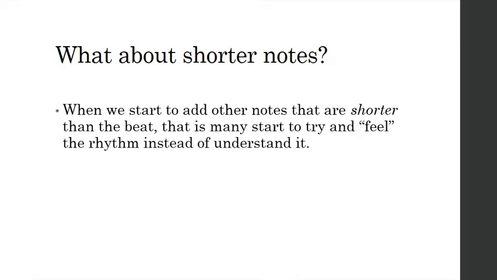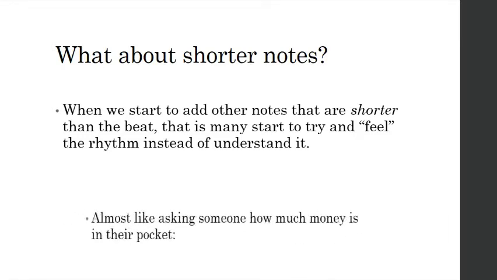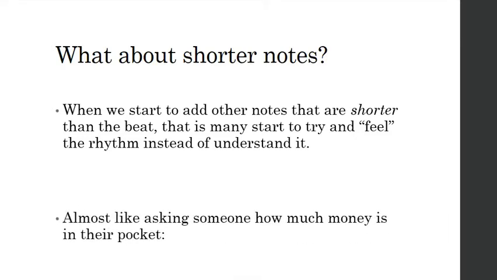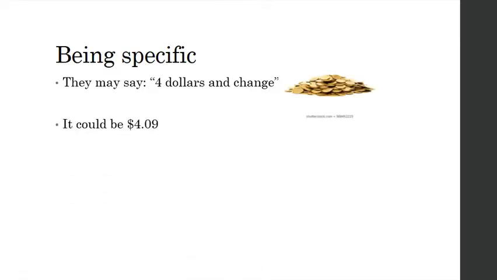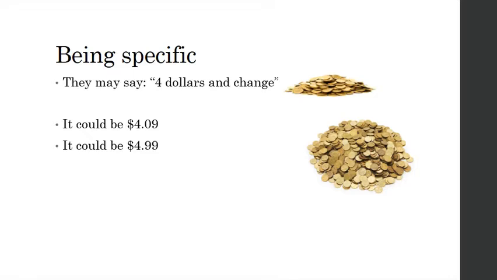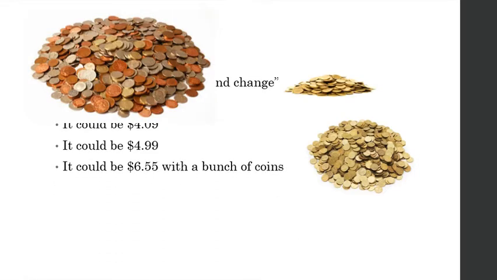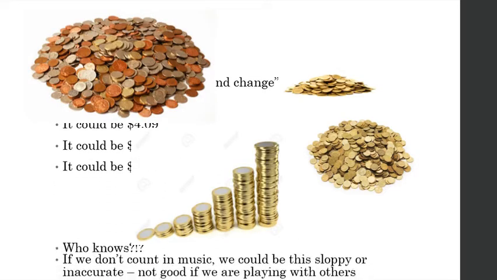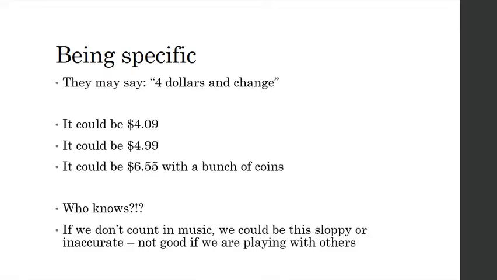Imagine you wanted to buy a candy bar and borrow money from your friend, and you ask your friend, "How much money do you have in your pocket?" You need to know for sure exactly how much so you can buy this candy bar. And they might say, well, $4 and some change. Well, that could be $4.09. It could be $4.99. Or it could be $6.55. They could have a fistful of coins. Who knows? And music is just like this.